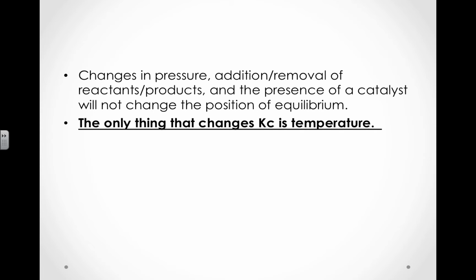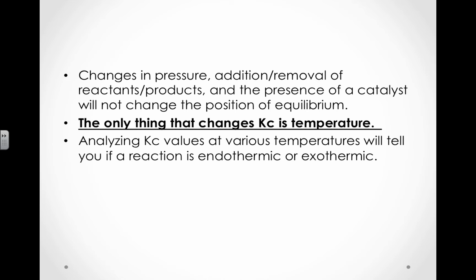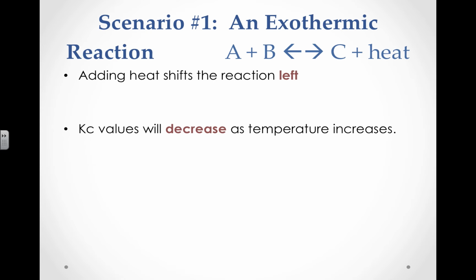So changing the pressure, adding or removing reactants and products, the presence of catalysts, they do change the position of equilibrium. They do not change the equilibrium constant value. So that's correct in your notes, but it's not correct on the PowerBoard. There you go. So if we look at Kc values for various temperatures, you can then know if a reaction is endothermic or exothermic.